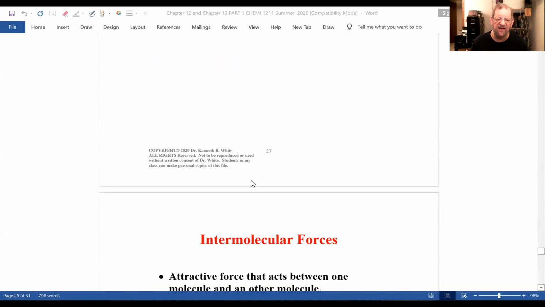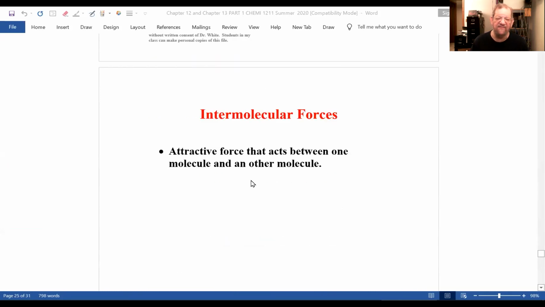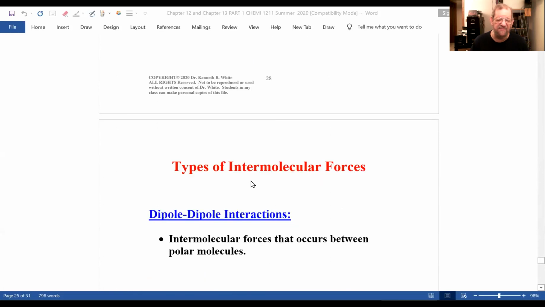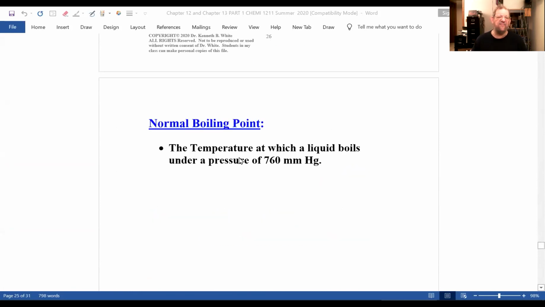Now, I'm not going to ask you definitions. Forget about the intermolecular. Oh, I thought I had more slides.